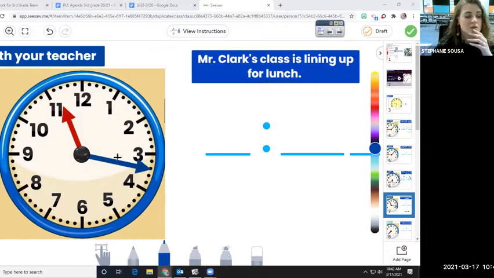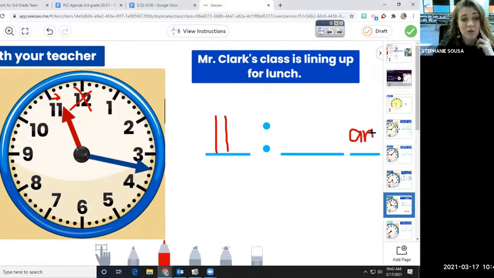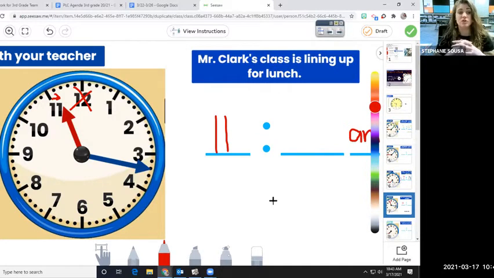Okay, so let's take a look. We've got our hour hand. Our hour hand is after the 11. It has not touched the 12. So it is 11. All right, so 11 tells me that it's going to be a.m. Okay, because we know that it changes to p.m. at 12 or at noon, and it's not noon yet. So 11 a.m. So Mr. Clark's class is lining up for lunch in the a.m., like we did yesterday.